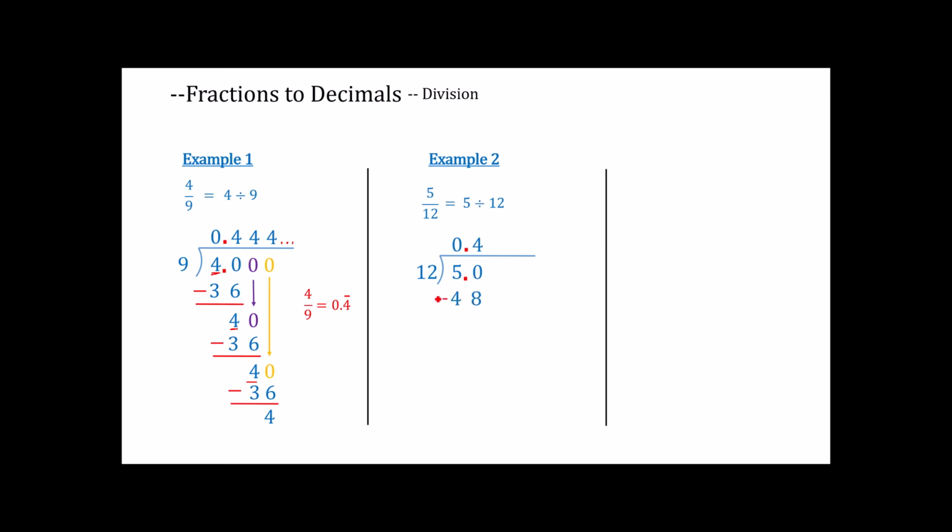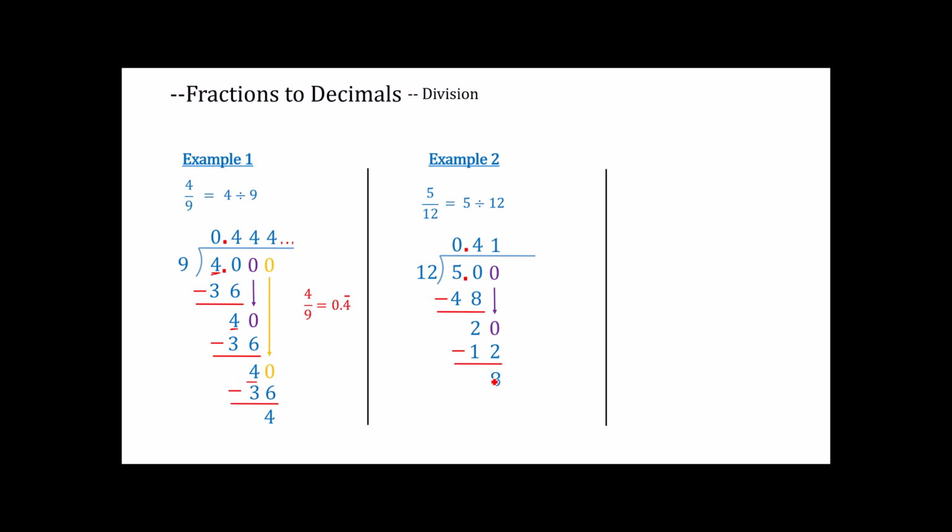That's a 48 with a remainder of 2. Notice this time it didn't repeat. Let's see what happens. I put in another 0. I have 20. How many times will 12 go into 20? Once with a remainder of 8.